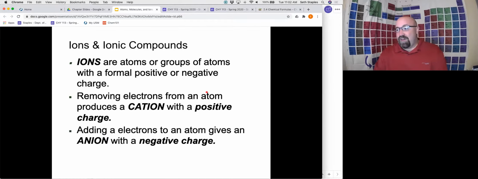Positive and negative ions, of course, have their own names. If we remove an electron to form a positive charge, it's called a cation. If we add electrons and form a negatively charged ion, it's called an anion. And so those are important definitions to know. Cations have a positive charge, anions have a negative charge.